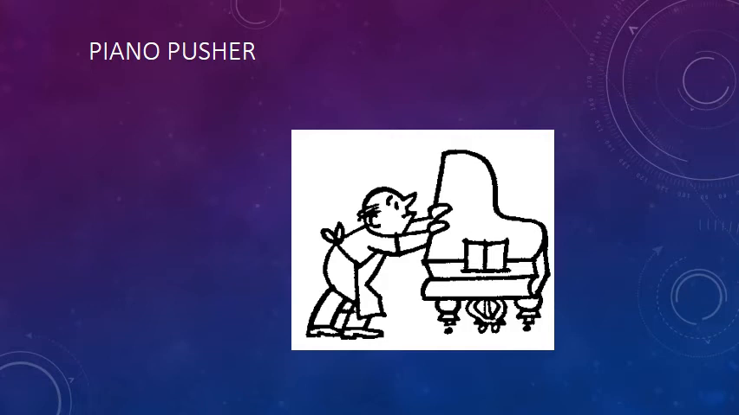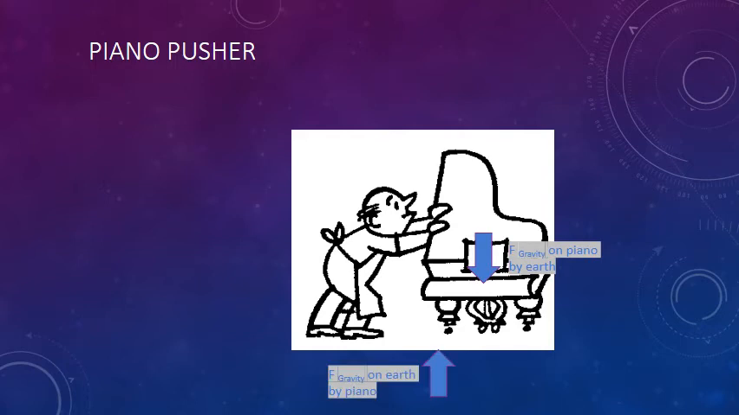This is not a free body diagram. I just want to talk about all the forces that are acting in this picture of this person pushing a piano. So of course there's the force of gravity on the piano by the earth. Earth is pulling downwards on the piano, but Newton's third law says that the piano is also pulling upwards on the earth. So there's also going to be a force of gravity on earth by the piano, and those are equal in size and opposite in direction.